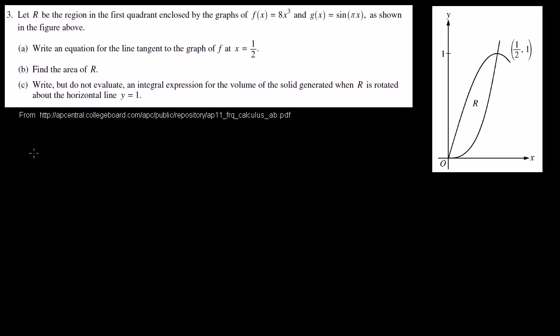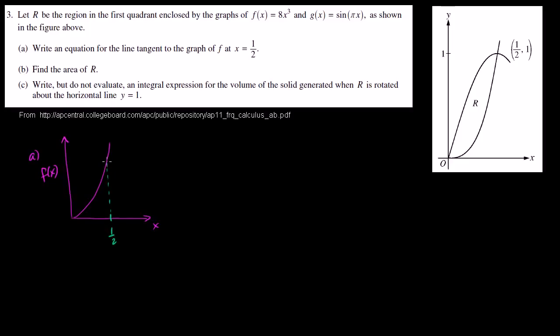So let me just redraw it here, I guess mainly because I like drawing on the black background. So the function f of x is equal to 8x to the third. It looks like that. This is our f of x axis, and this is our x-axis. And we want the equation for the line tangent at x is equal to 1/2. So this is x is equal to 1/2.